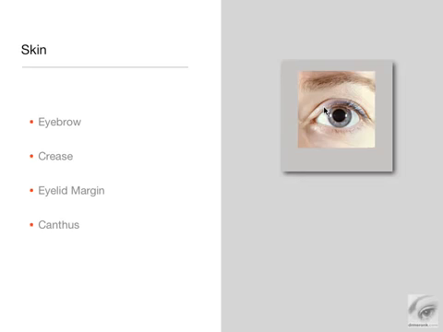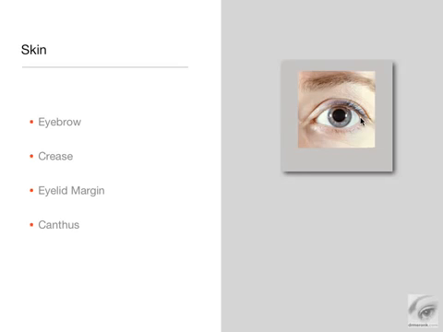Then we come to the eyelashes, and then of course we come to the eyelid's edge, or eyelid margin, as it's called. Both the upper and lower eyelids have margins, and it's the space between them that shows off the eye. Now for a term that you may not be so familiar with, canthus.